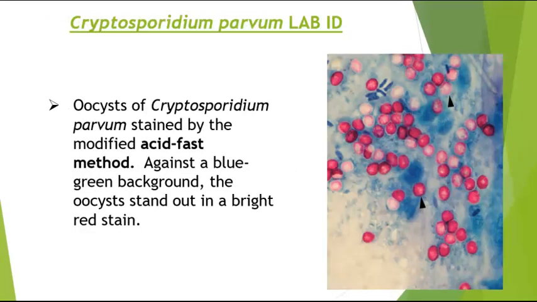Like I said before, you can use modified acid-fast stain to help ID Cryptosporidium parvum, and your Cryptosporidium is going to stain positive, so they're going to be that reddish, pinkish color against a blue-green black background. So those oocysts are these red, pinkish dots you see in the center here, and all this bluish color is background.